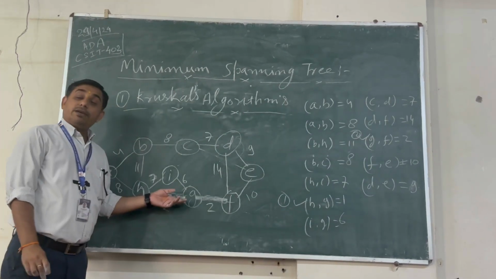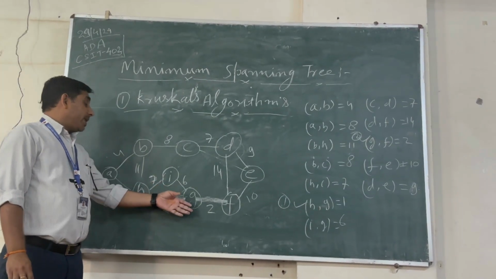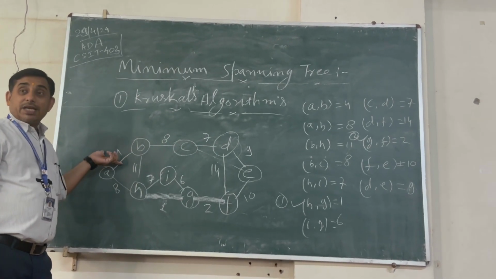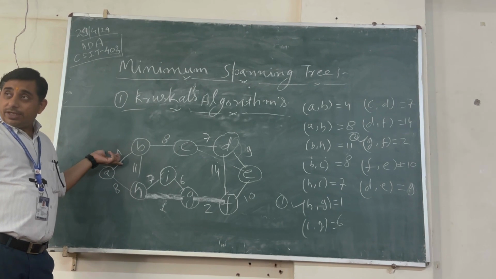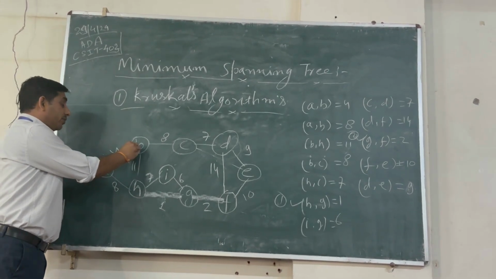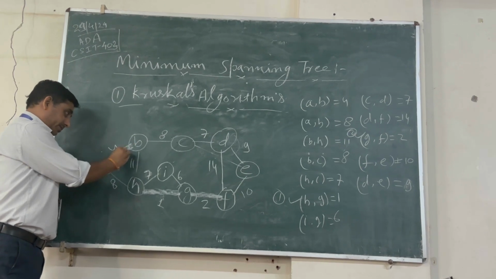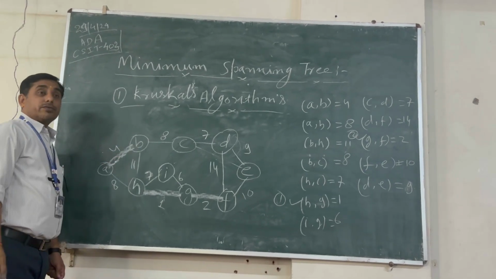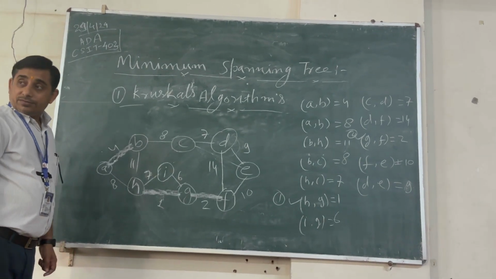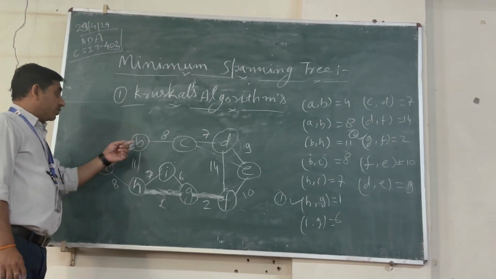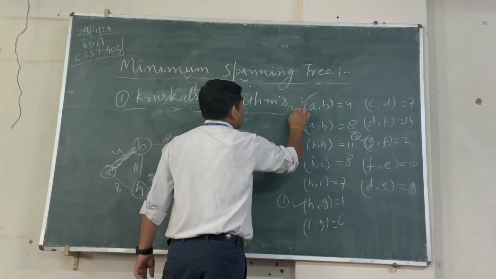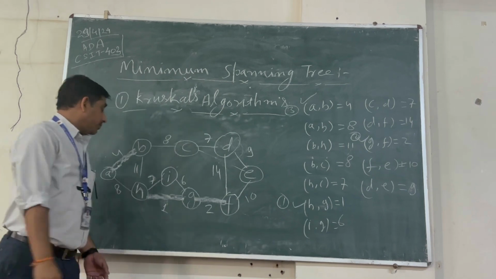And again the same process is repeated. So which one is the minimum? The 4 is minimum, clear? 4 is minimum between A to B. So we select this one, 4. So A to B. This one is the third step.